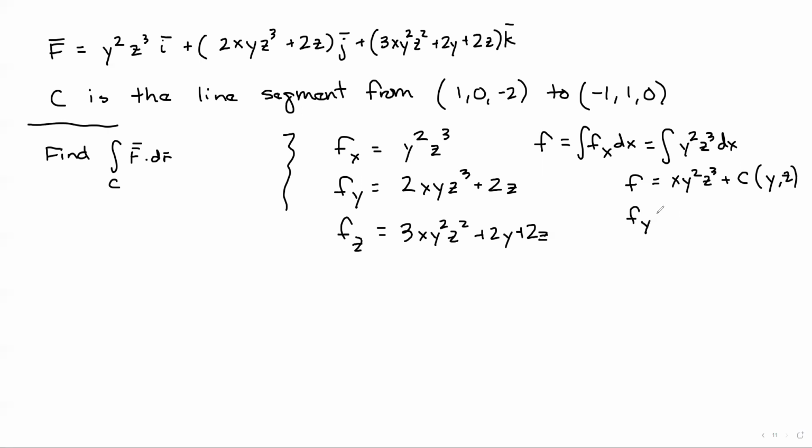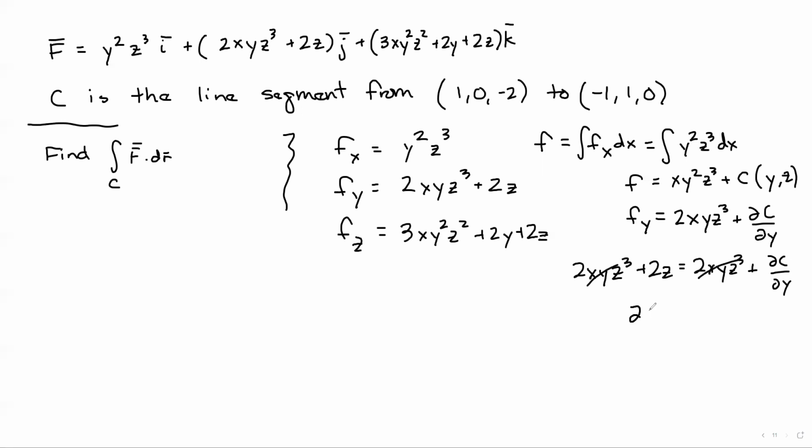So if we differentiate this with respect to y, what's going to happen? We're going to get 2xyz cubed, and then, since this is a multivariable function that has y's and z's, if you differentiate with respect to y, it's got to be a partial of c with respect to y. And once we have that, we can match it up with the actual partial with respect to y that we have, and we'll get 2xyz cubed plus 2z equals 2xyz cubed plus the partial of c with respect to y. These cancel, and you get 2z equals the partial of c with respect to y.